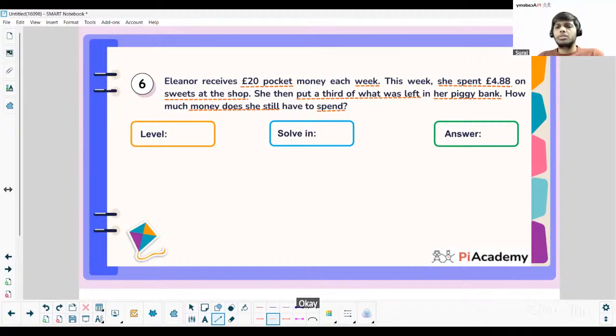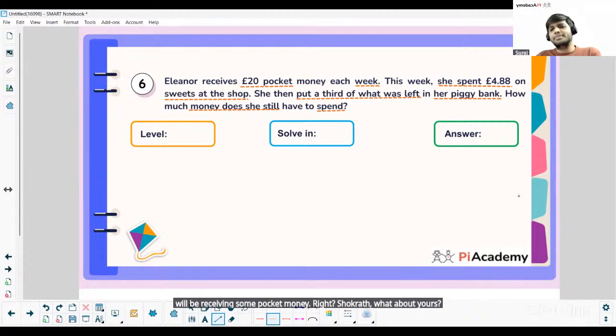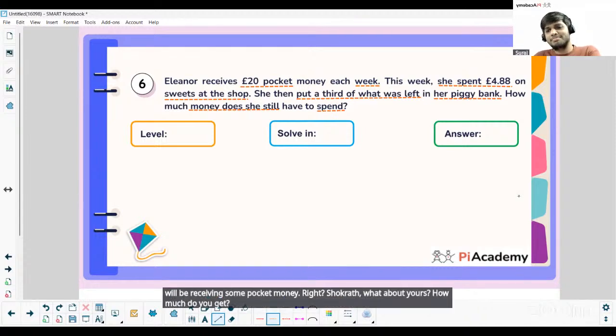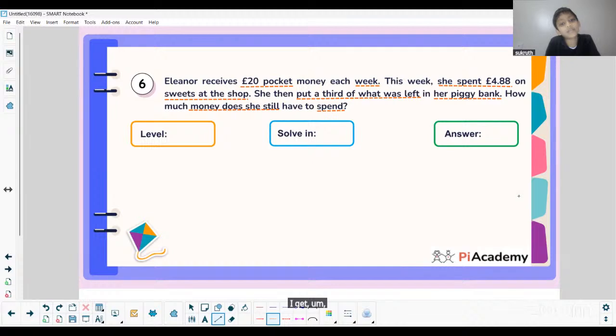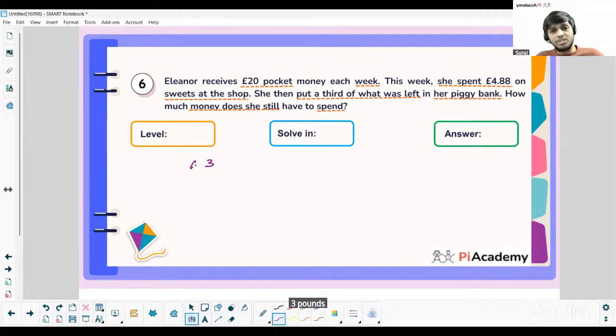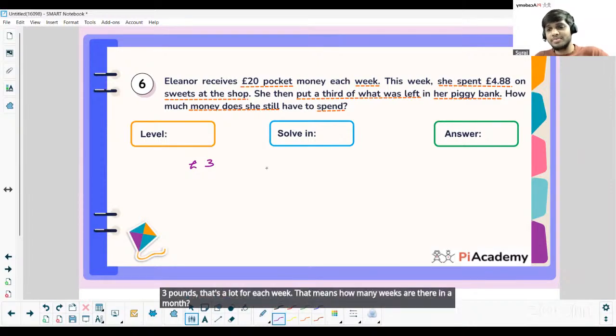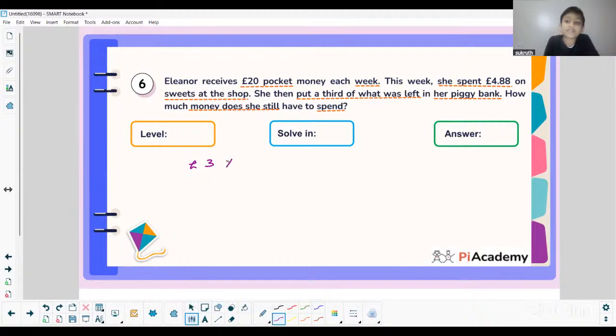Correct. So at first, I hope all of you will be receiving some pocket money, right? Shukrut, what about yours? How much do you get? I get at least £3 each week. £3, that's a lot for each week. That means how many weeks are there in a month? 4 weeks. So that is equivalent to £12.